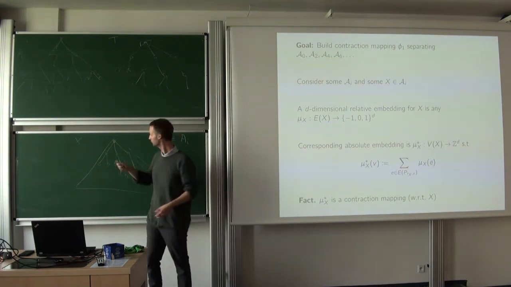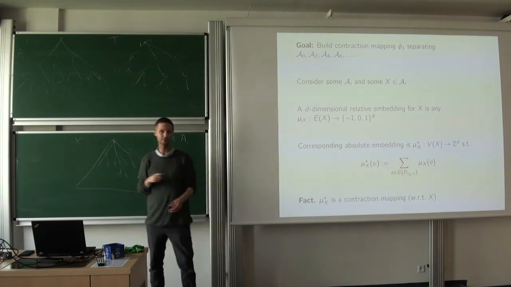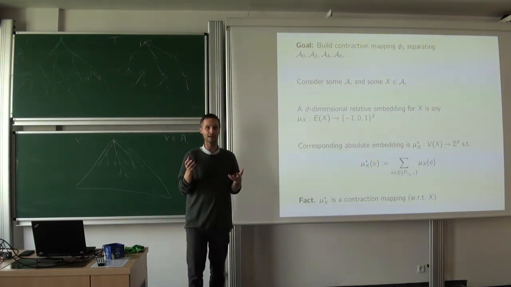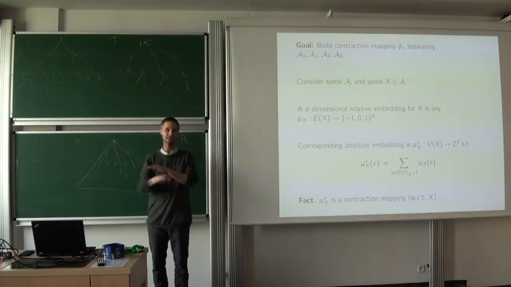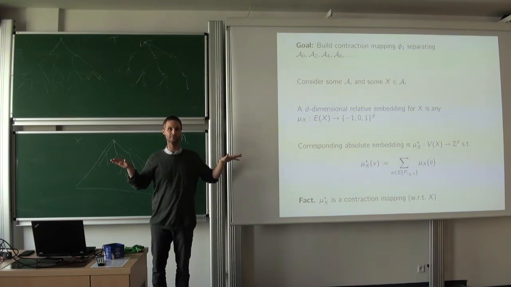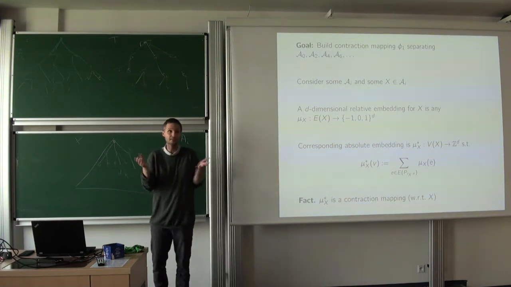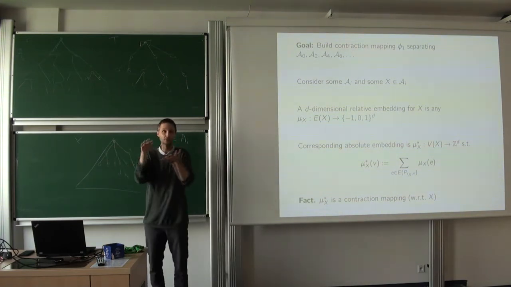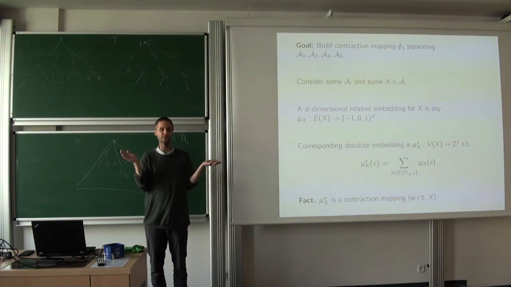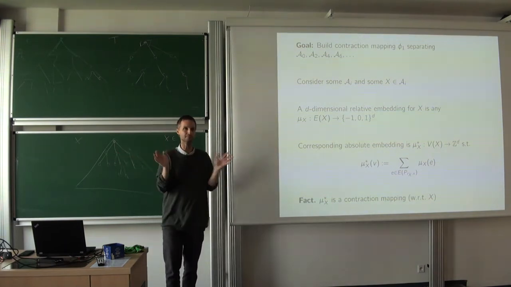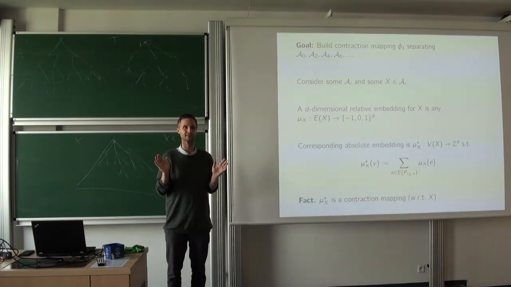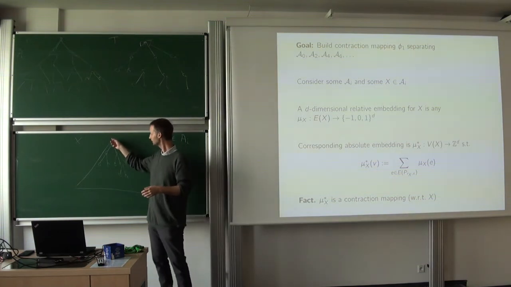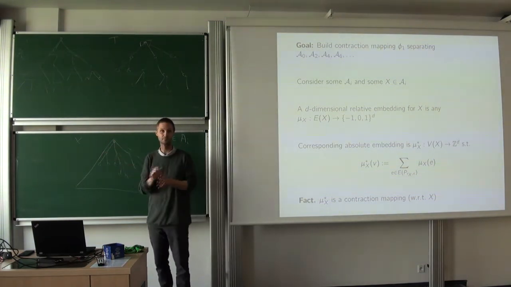So when you do that and you have some weight vector on the edge, two things can happen. Either nothing changes, like the weight vector is zero everywhere, in which case the two vertices are embedded on the same point. This is fine. We are defining contraction mappings. We are not defining an injective mapping. So it could be that some child is still embedded on the same point. That's completely fine.